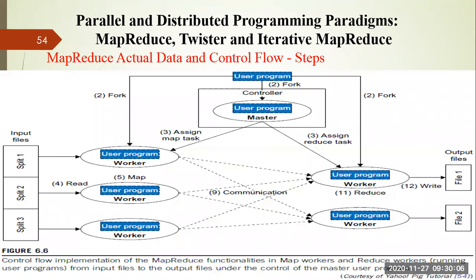Now you can see here, this is the control flow implementation of MapReduce functionality, in which the input is a user program. I'll tell you in an overall sense. You are given a user program. Then you are applying a system call, fork. If you are using the system call fork, you are taking copies of the same user program. Okay. And a group of user programs you are calling map workers, and a group of workers you are calling reduce workers. And the master also contains a copy of the same user program and controls everything.